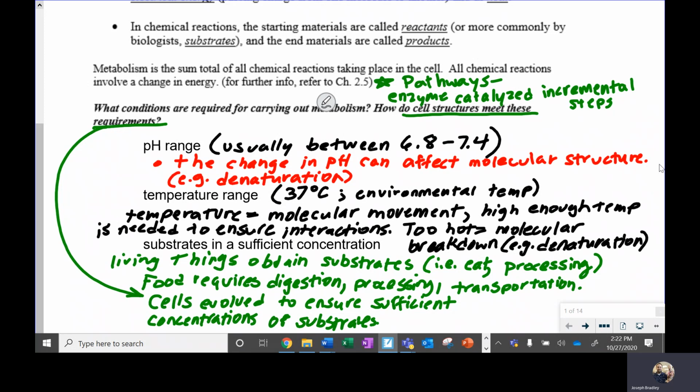Thirdly, they have to maintain substrates in a sufficient concentration. That's basically what you're doing most of your life: trying to obtain your substrates. You're eating, and your food requires digestion, processing, and transportation, for the cells to be ensured a sufficient concentration of substrates. Think about breathing. When your need for oxygen increases, you need to breathe harder. These are all examples of ways in which your body and your cells are maintaining these chemical reactions. It's all part of homeostasis.